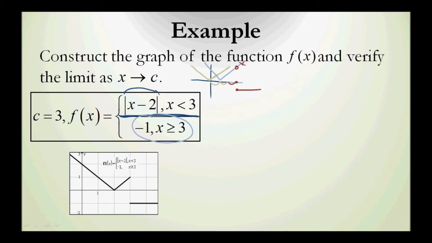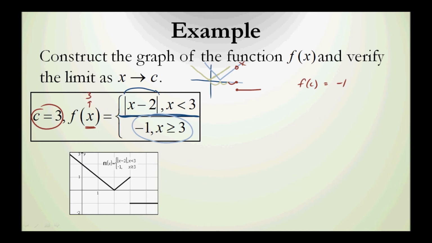Okay, so let's get back to the problem. Construct the graph of the function. Okay, sure, we did that. And verify the limit as x is approaching c. So what we need to do first is find f of c. So what is this? F of c is equal to -1. And now we look at the location of x. So f of c is equal to 3. That means x is equal to 3.